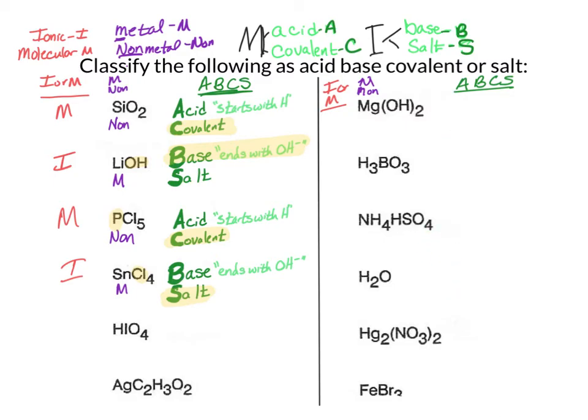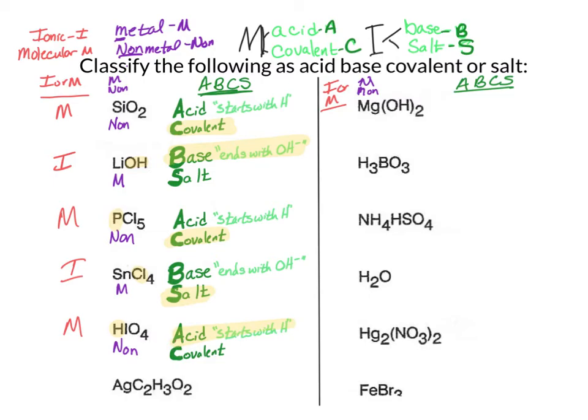Okay, so we have the next one, just hydrogen periodate. You do not need to know how to name it. Starts with H, so it is a non-metal. That means it is molecular. It has the choice of acid or covalent. It starts with an H, so that's an acid.